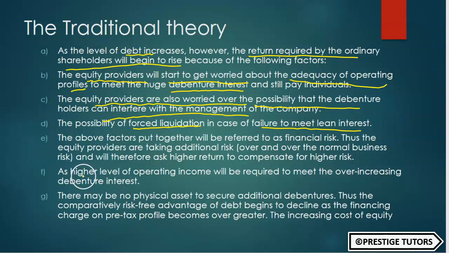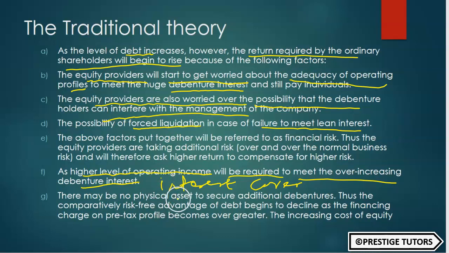Then another thing, a higher level of operating income will be required to meet the ever-increasing debenture interest. You need to make more money, more profit, to be able to cover your interest. That's what we call interest cover. You must make enough money to cover the interest you are going to pay on debt. So equity holders will become worried.